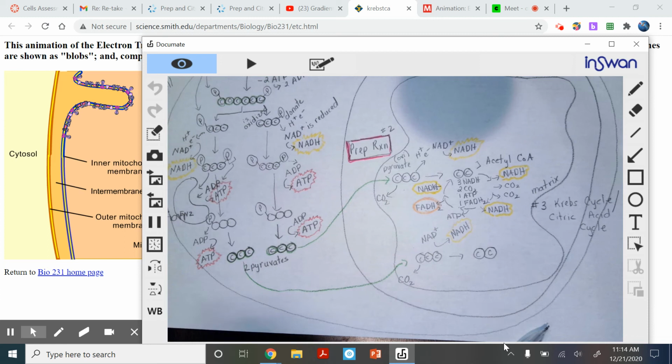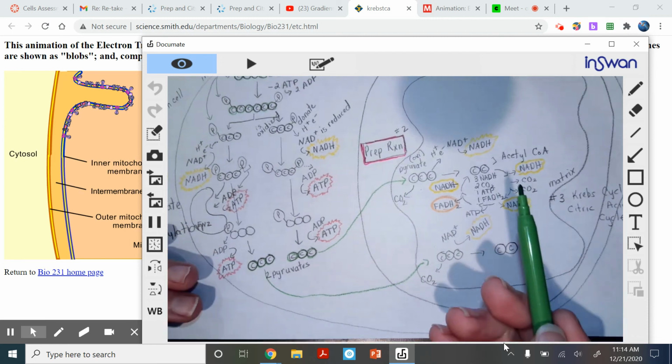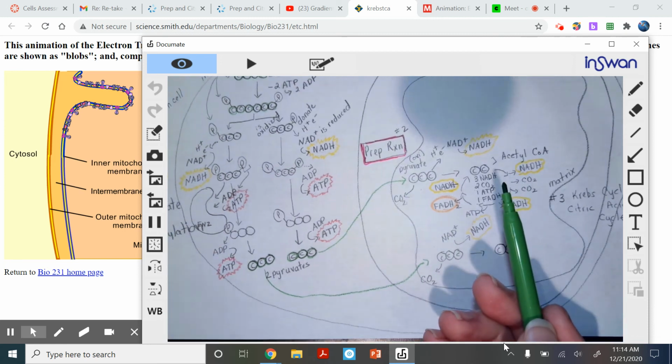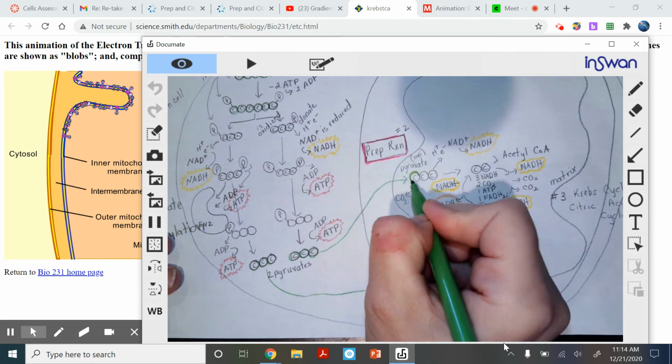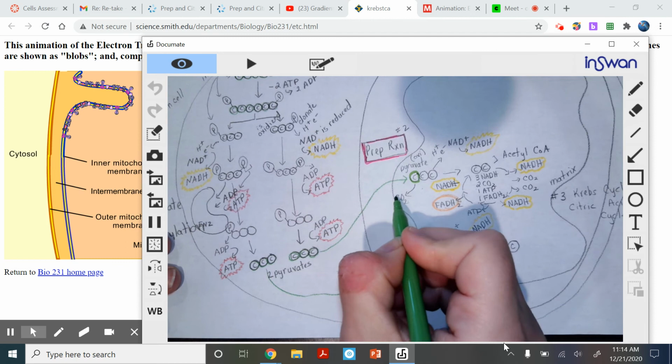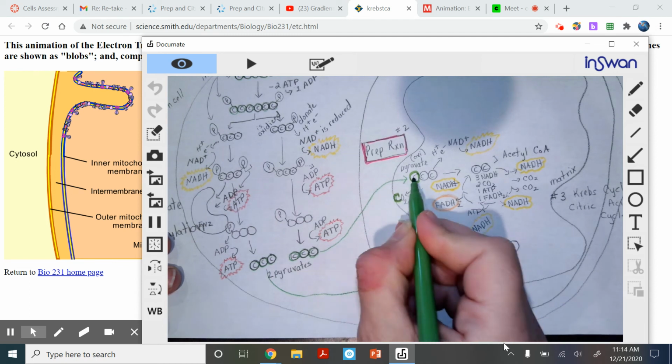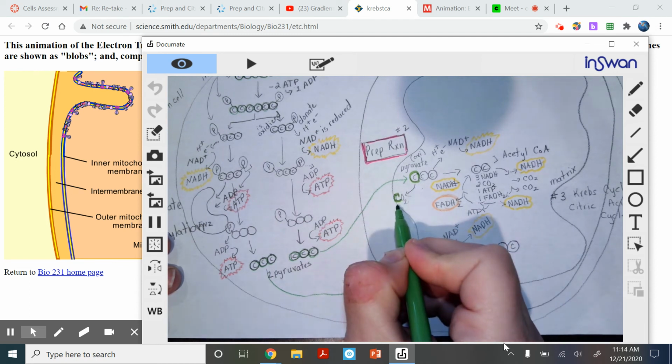To kind of keep in theme here, I'm gonna grab green. Let's track all of our carbons. So if you remember, we had a carbon atom here, and in the prep reaction, that one got removed. So here goes a carbon atom.